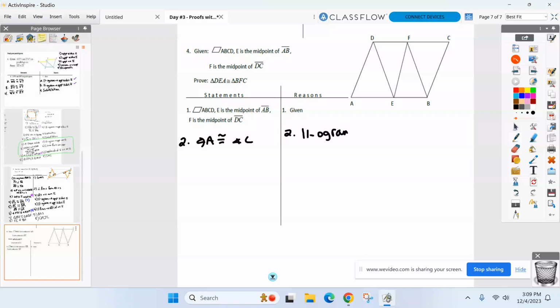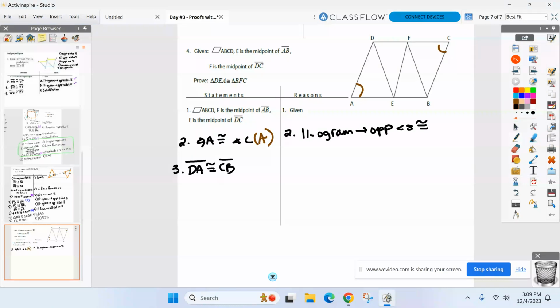Parallelogram implies opposite angles congruent. There's an A. And also, why not the sides while we're here, right? DA congruent to CB. Parallelogram implies opposite sides congruent.